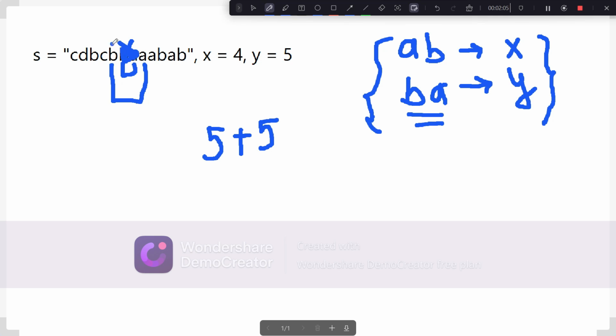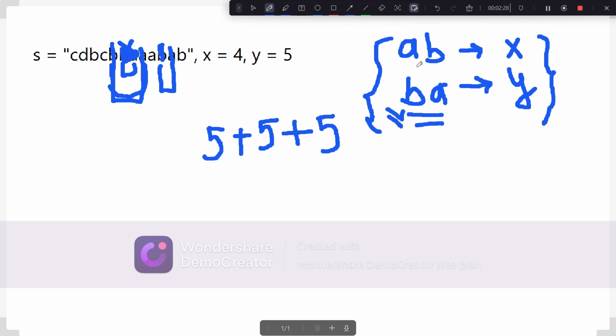Now I will hide these two as well, because anyway we're going to remove them. Then again we have another BA possibility, so we'll get another 5. Let me remove these two as well. Now there's no more possibility of any BA, so we are done with all the BAs.